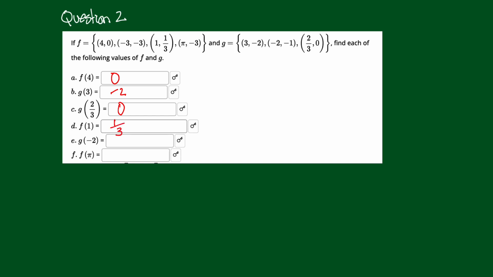Now, the next one is g of negative 2. So locate g, and you're going to find a negative 2 for the first component. All right, not that negative 2. That's an output. I want the input. The input's always the first component. Put in a negative 2, I get out a negative 1.